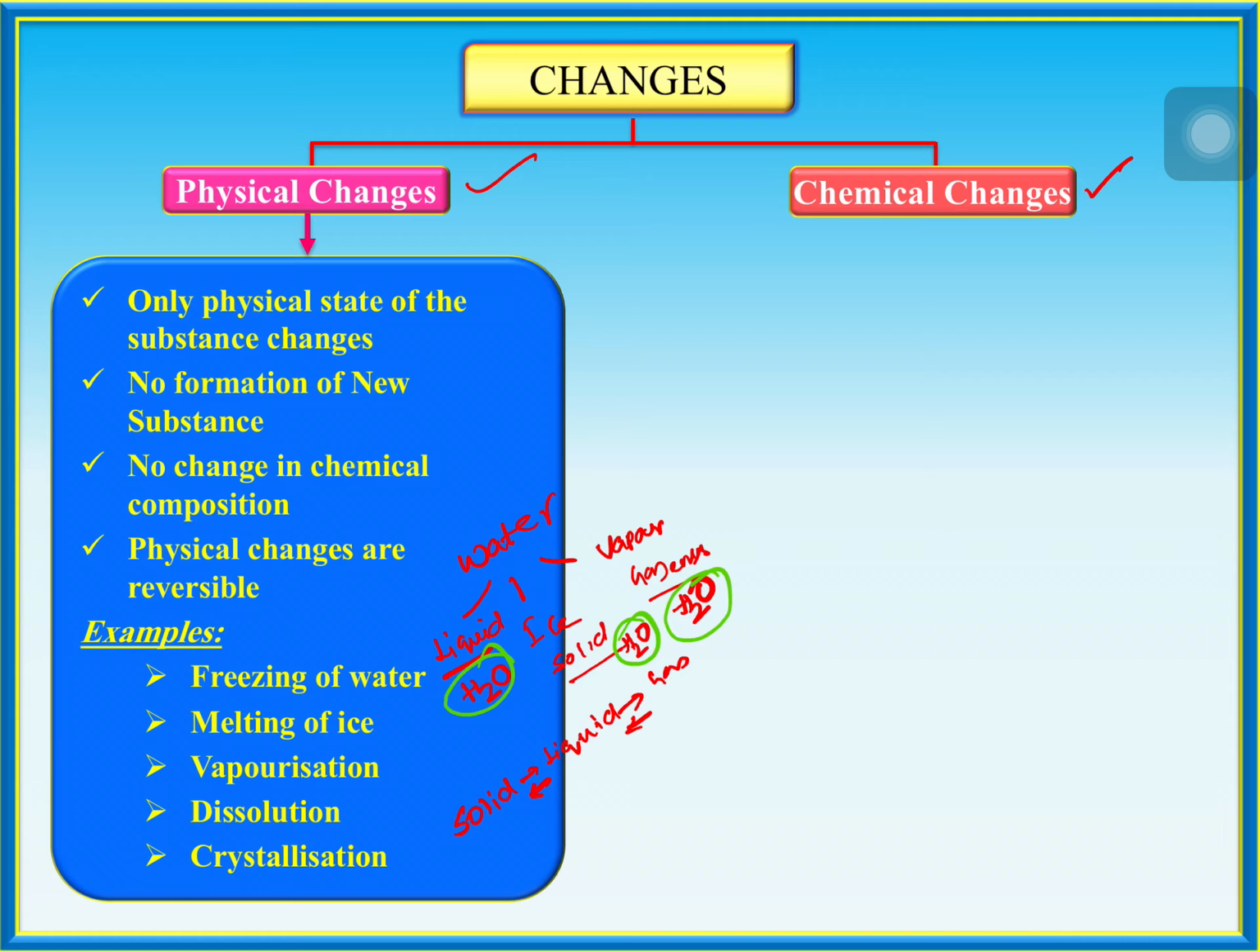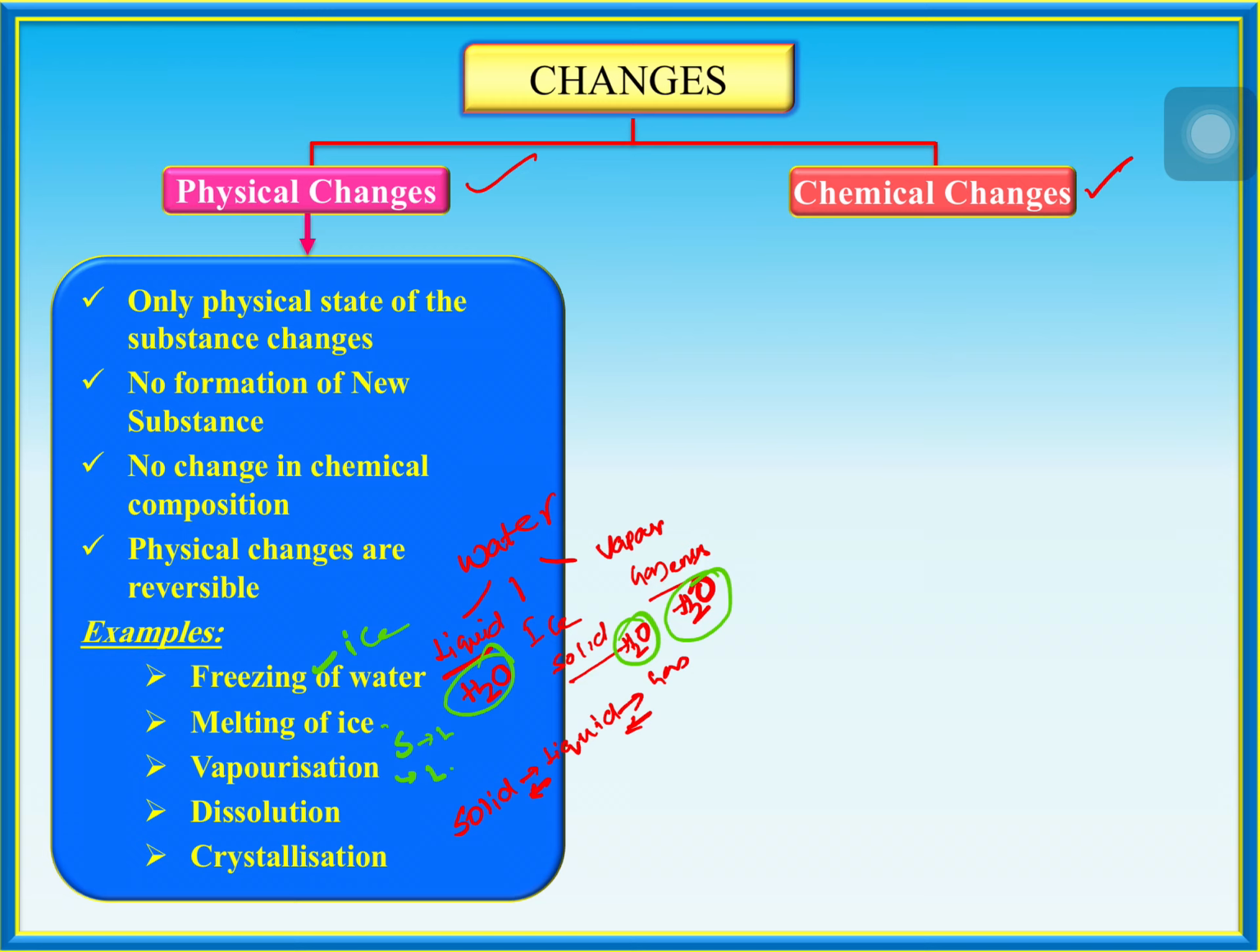So what you are getting here, in each and every step, you are changing some physical parameter and you are getting a different physical change. So physical changes can be reversible. Reversible means they can be changed. Examples of these physical changes are freezing of water, which means ice making. Melting of ice means solid to liquid.